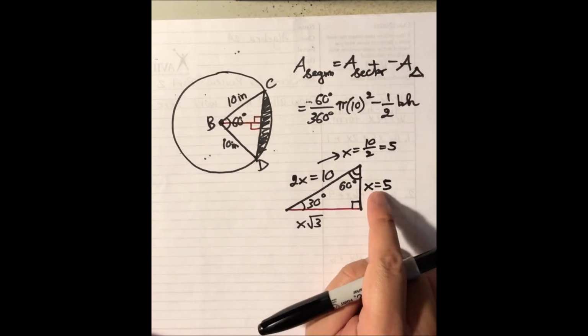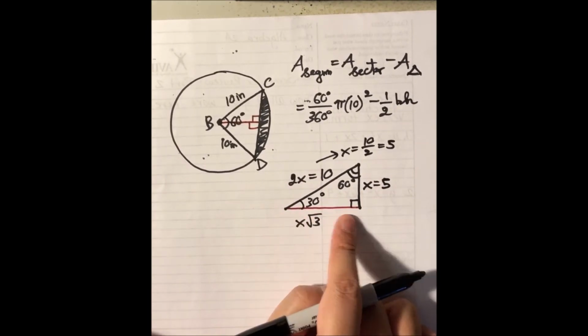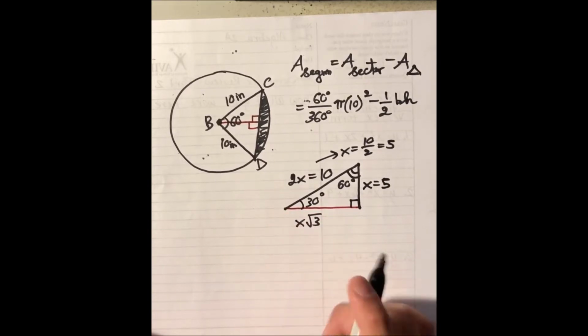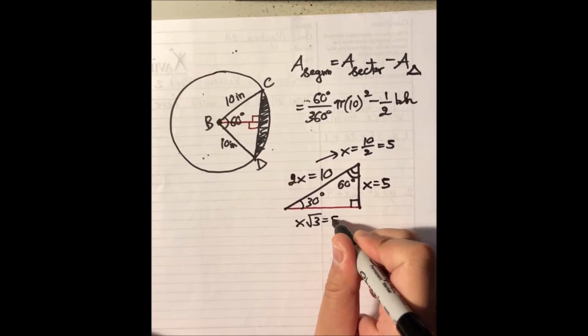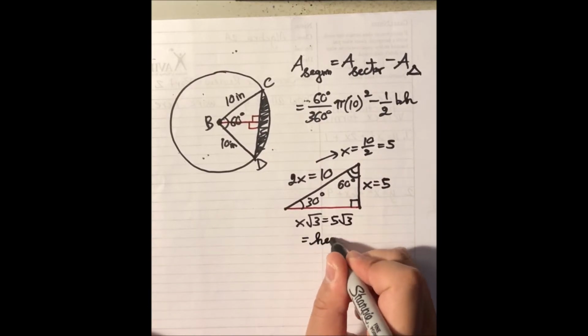Now with the short leg equal to 5 inches, the long leg here, which is the apothem, which is also the height of the triangle, is x times square root of 3. Well, we know that the height is going to be 5 times square root of 3. So this is the height of the triangle.